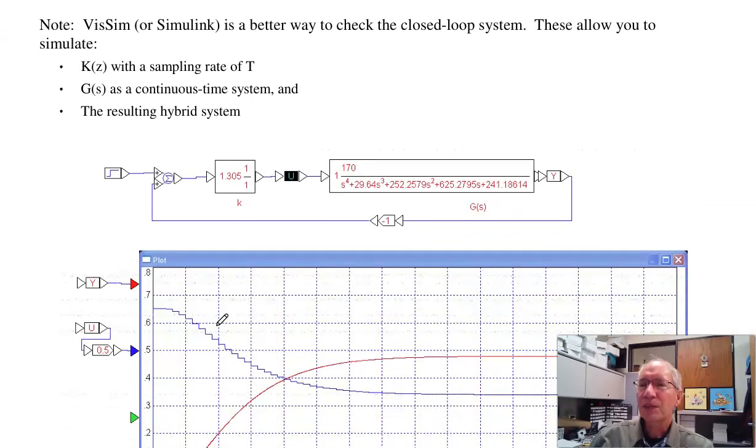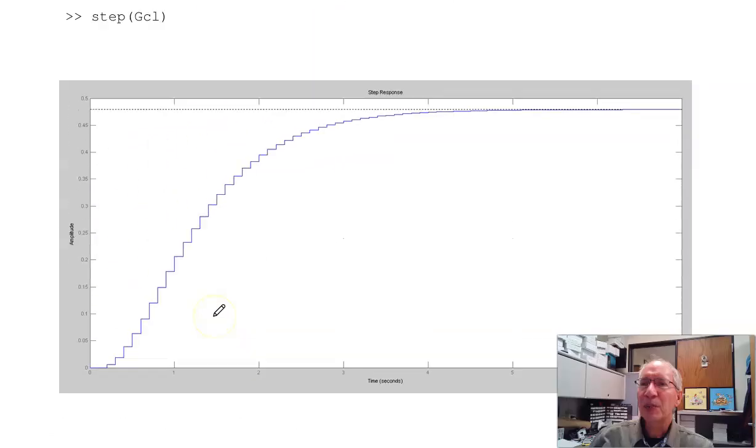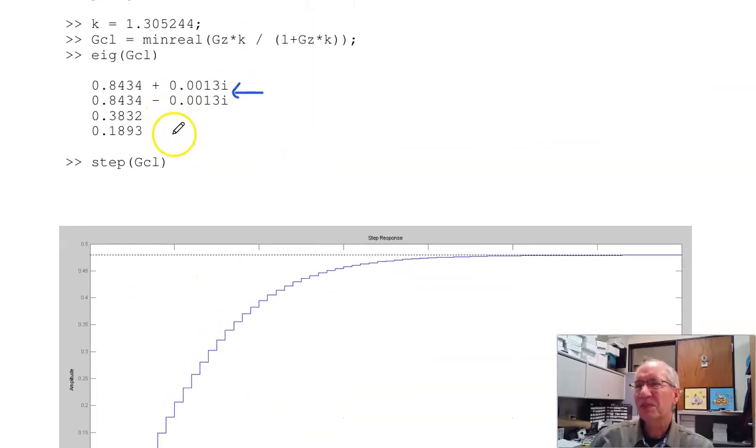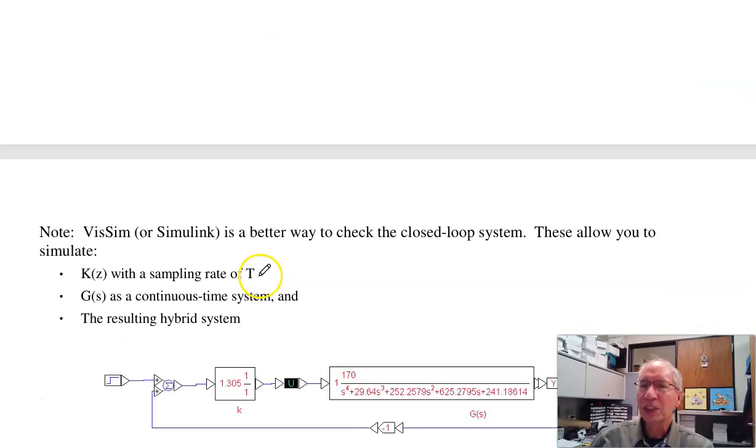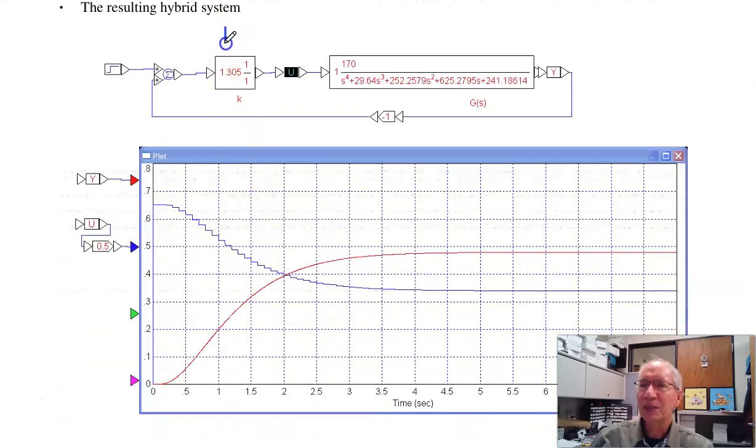In MATLAB, to plot the step response, I'm kind of stuck plotting the step response of G. What I really want to do is have a discrete time compensator, have a continuous time plant, put the two together. That's kind of hard to do in MATLAB. Vissim or Simulink will do it. MATLAB doesn't really do it that well. You could, but it would be kind of difficult. This is really what you're shooting for.